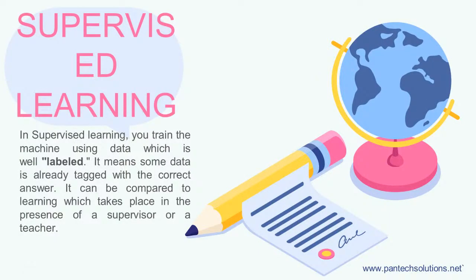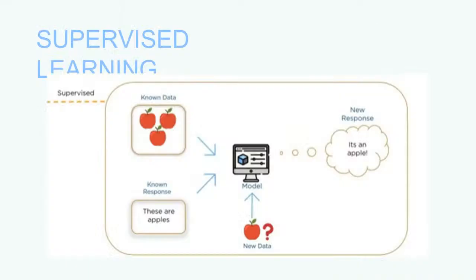So here is supervised learning. Classification is one of the best examples of supervised learning. In supervised learning, you train the machine using data which is labeled. We have already labeled it, right? Score 1, score 2, and we even gave the results. It means some data is already tagged with the correct answer. It can compare against the learning inputs, and that is called supervised learning. That means in supervised learning we have a teacher, a teacher is present which will train us.